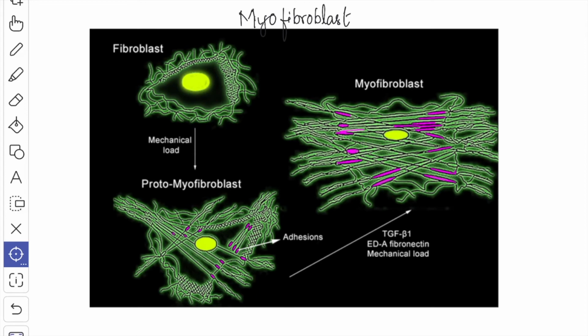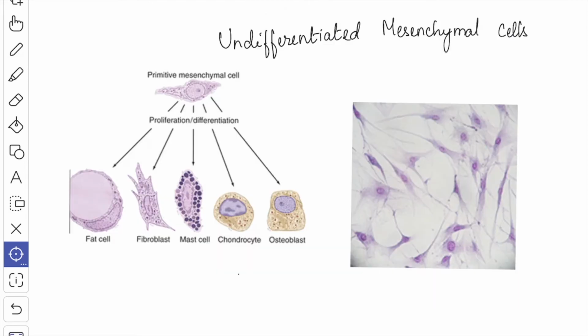These cells are pluripotent and they develop into new cells when stimulated. They are found along the periphery of the blood vessels, hence they are also called adventitial cells. Next we'll see about the undifferentiated mesenchymal cells.